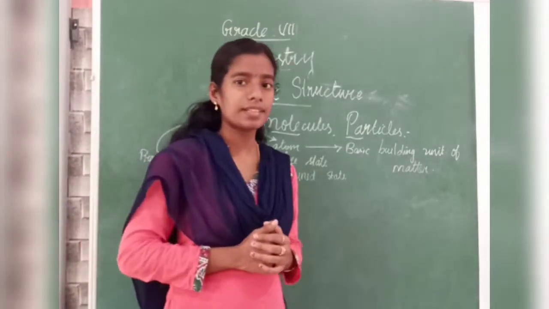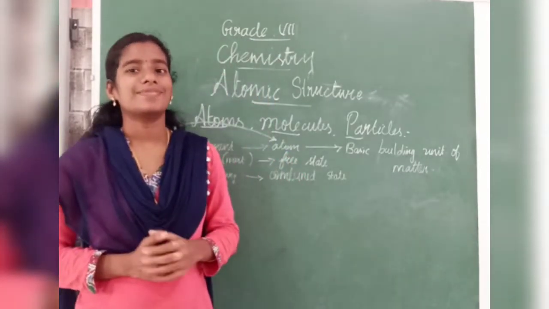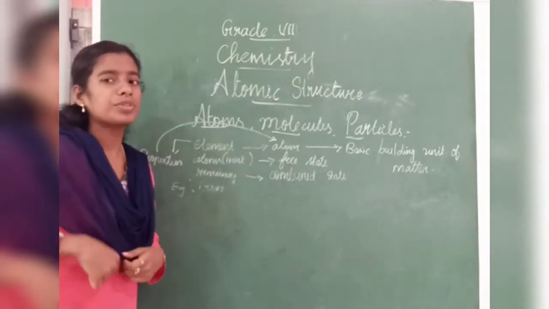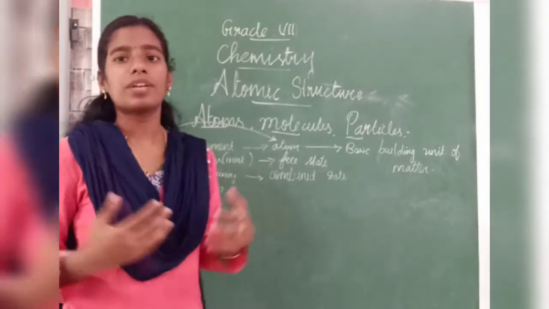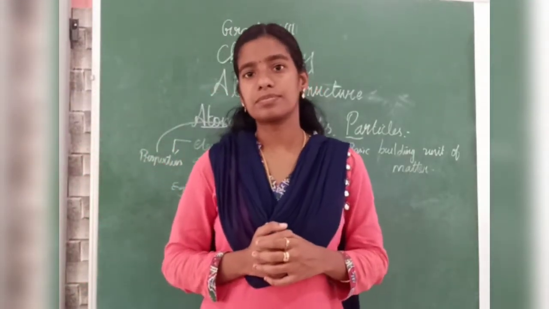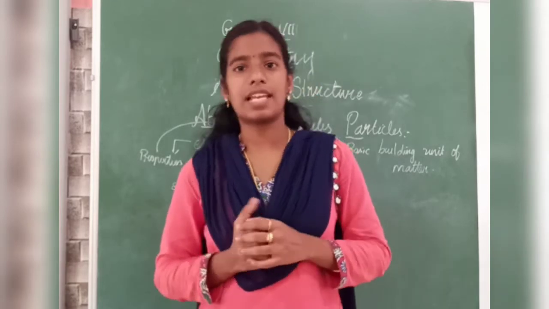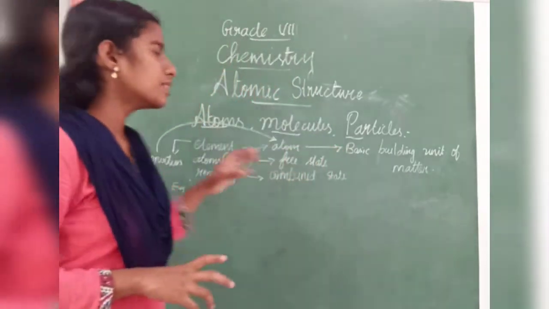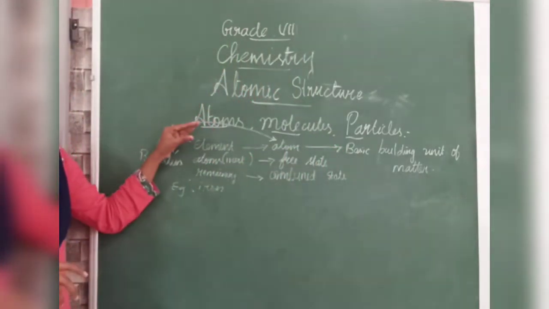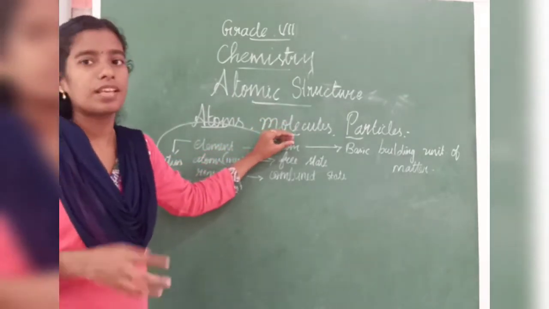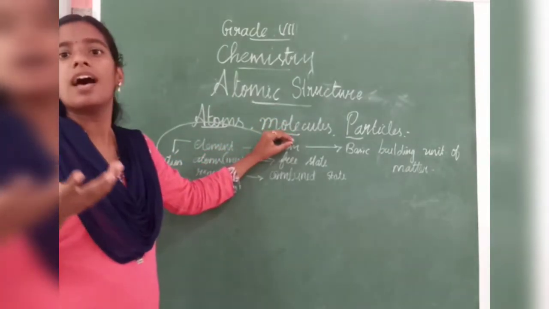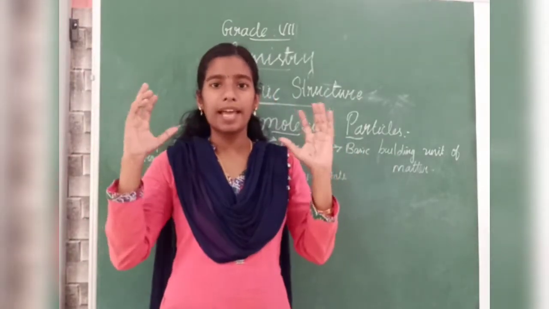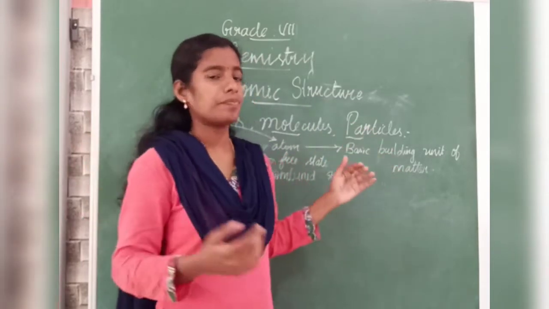Atom, molecule and particles. We all have heard these words, but we don't know what they are. How many of you know what's an atom? First, element. Last unit you have learned elements, right? Say an example for element. Yeah. Hydrogen is an element, nitrogen is an element. All these are elements. These elements are composed of atoms. Atoms can be combined and it can be called an element.